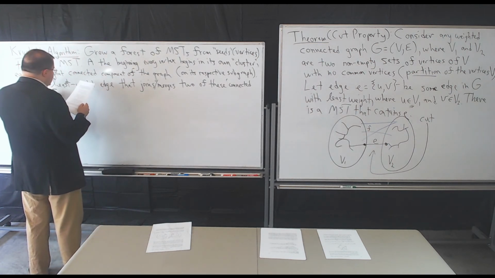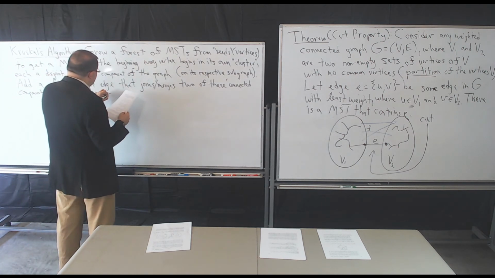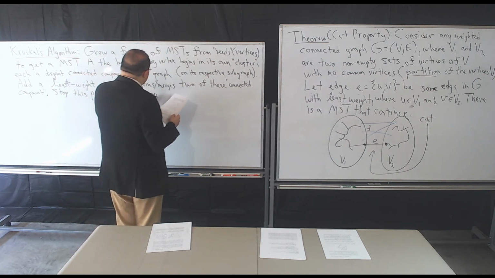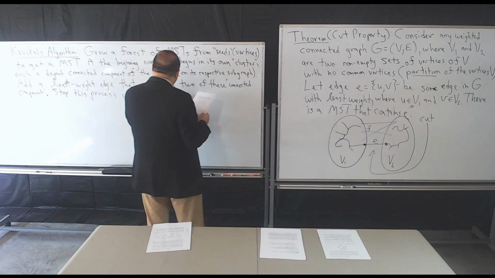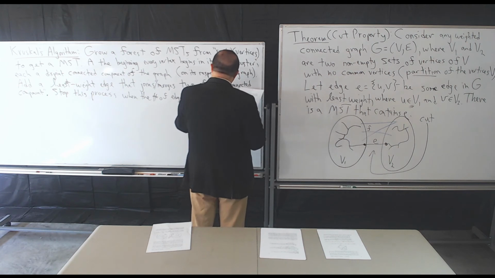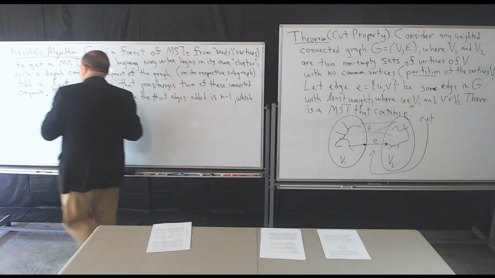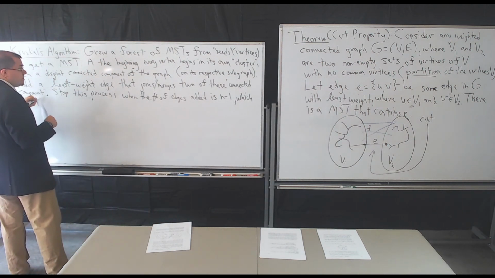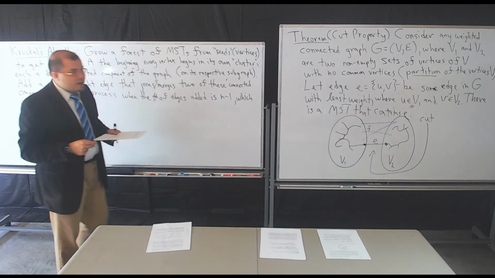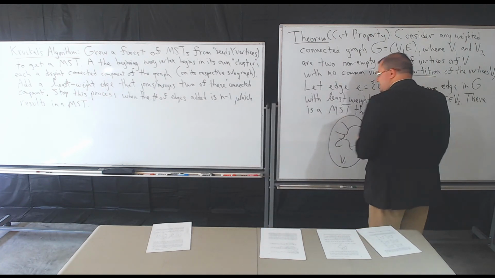So I'm going to stop this process when the number of edges added is n minus 1, which results in an MST. Okay, so you end up with an MST at the end of this. Now you might ask, how exactly does that work? So we're going to do an example.